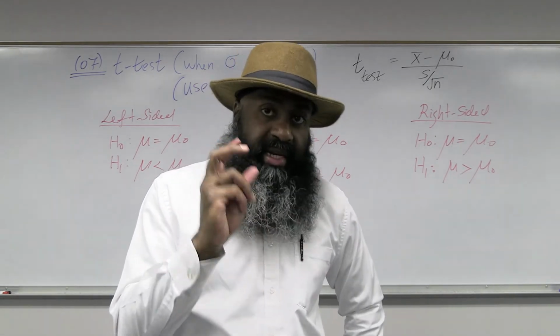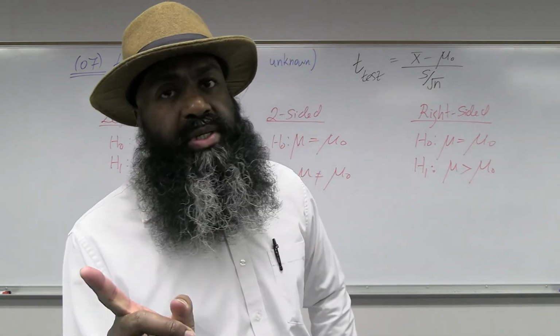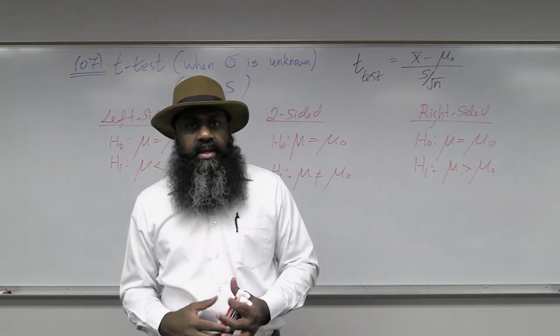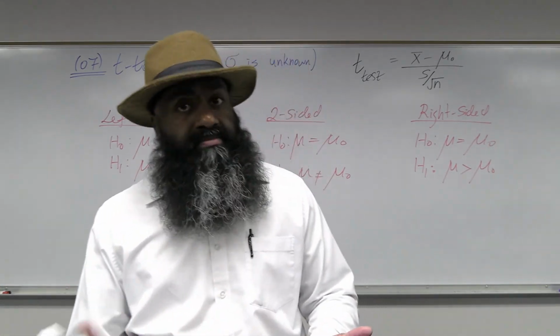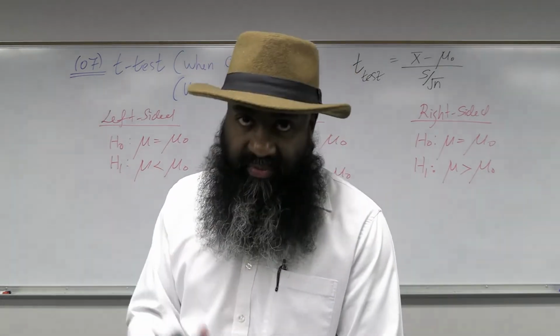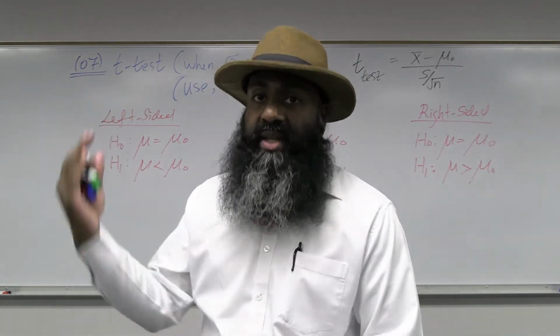That means the t-distribution is not just one distribution. It's a collection of distributions. When the degrees of freedom is equal to 2, you have one distribution. When degrees of freedom is equal to 3, you have another one. 4, you have another one. 5, you have another one. 6, you have another one, and so on.